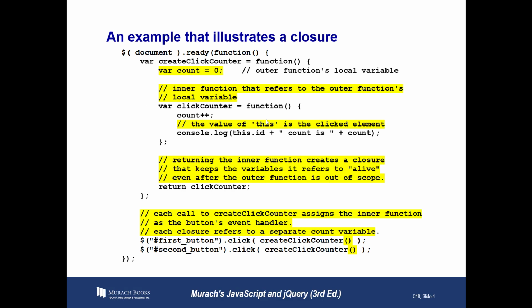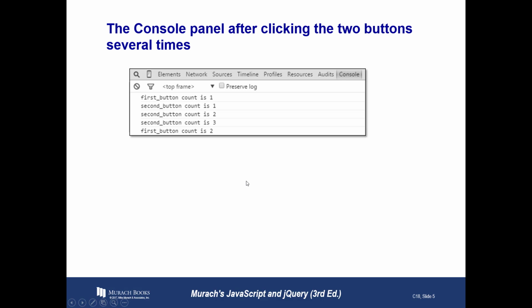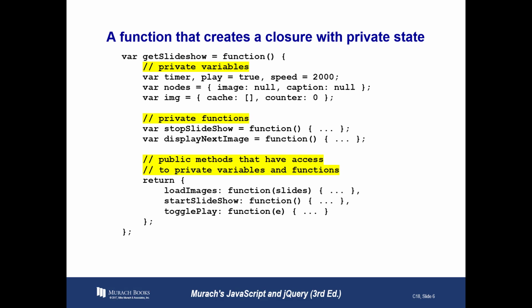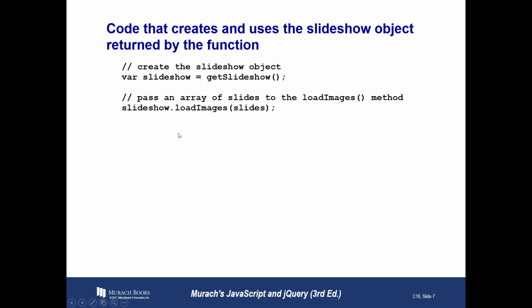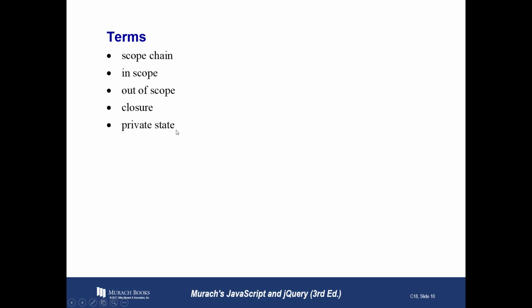Now, this is an example here, as mentioned, that uses a closure. Notice you have an inner function that allows you to refer to the outer function's local variable. So I've got a variable, I've got a function inside of another function. The inner function has access to the outer function's variable. As it says, returning the inner function creates a closure that keeps the variables it refers to alive, even after the outer function has gone out of scope. That is the idea behind a closure. There are several examples given in here of using this. I kind of warned you, this wouldn't be very long.